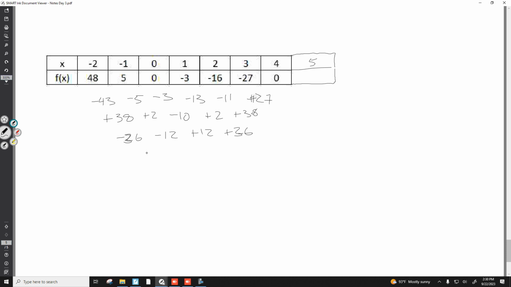Now we've got plus 24, plus 24, plus 24. Okay, here we go. 36 plus 24 is 60. 38 plus 60 is 98. 98 plus 27 is 125. That's what that is.